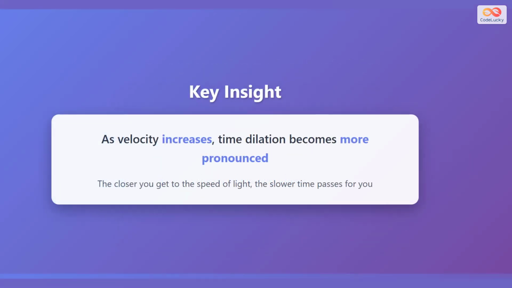Here's the key insight that makes time dilation so remarkable. As velocity increases, time dilation becomes more pronounced. The effect is negligible at everyday speeds like cars or airplanes, but as you approach the speed of light, time dilation becomes dramatically significant. The closer an object gets to light speed, the slower time passes for that object relative to a stationary observer. At the speed of light itself, time would theoretically stop, though no object with mass can actually reach that speed.